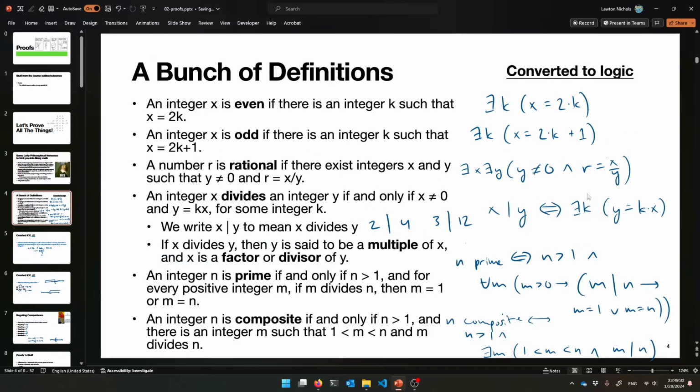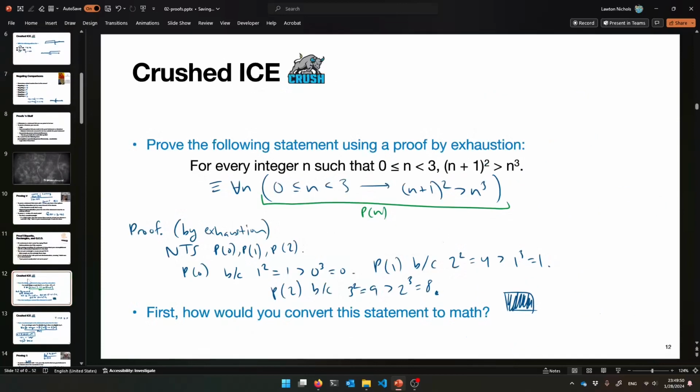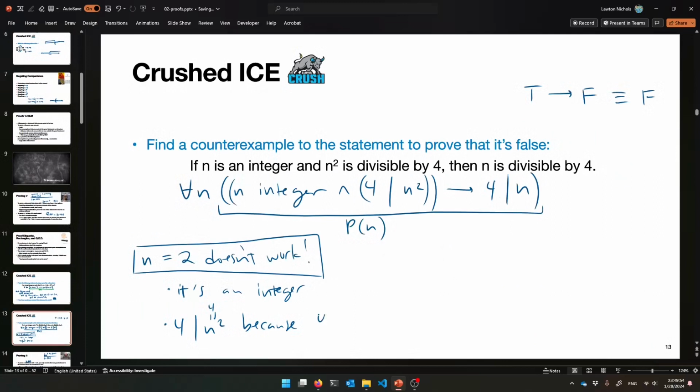Well, we've got something dividing something else if there's some k for which that second thing is equal to a multiple of the first thing, an integer times the first number. X divides y if there's some k such that y is equal to k times x. So if we scroll back down here, this is working out because 4 is equal to 1 times 4. Does that make sense? And this could be your k.